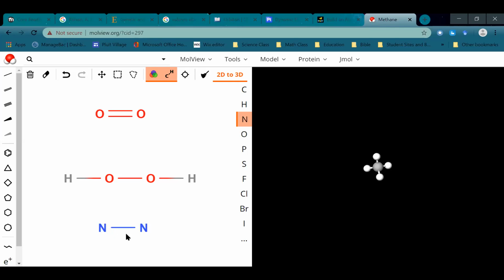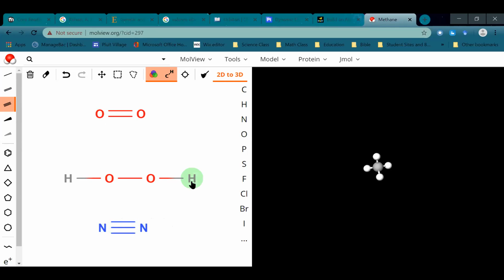again, this is just N2. Nitrogen makes up a lot of our atmosphere, most of our atmosphere. If I were to make that a double bond, would that yet be satisfied like that? Do they each have three bonds? No, they do not. So I would want to take this and make it into a triple bond.